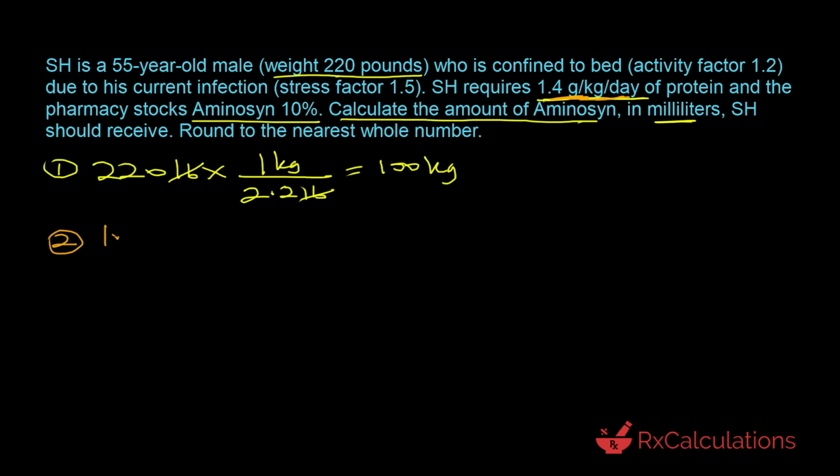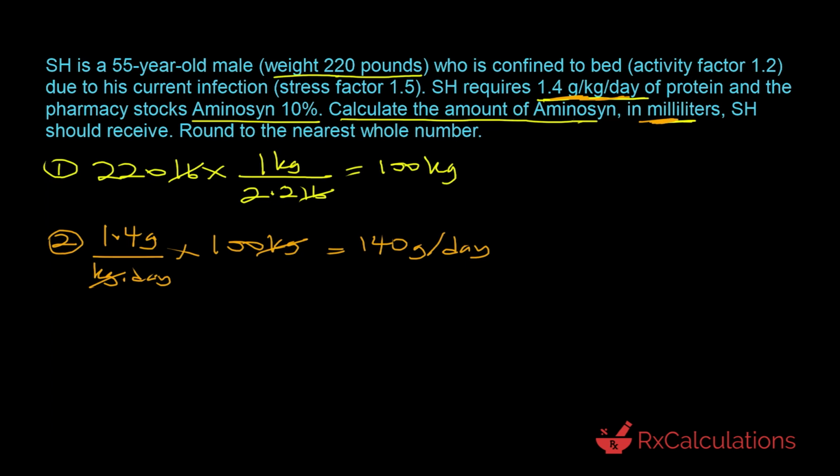So we're going to take the 1.4 grams divided by kg per day, and we can multiply that by the weight, which is 100 kilograms. What does this give us? 140 grams of protein per day. This is not the answer yet because it's asking for volume in milliliters of Aminosyn.